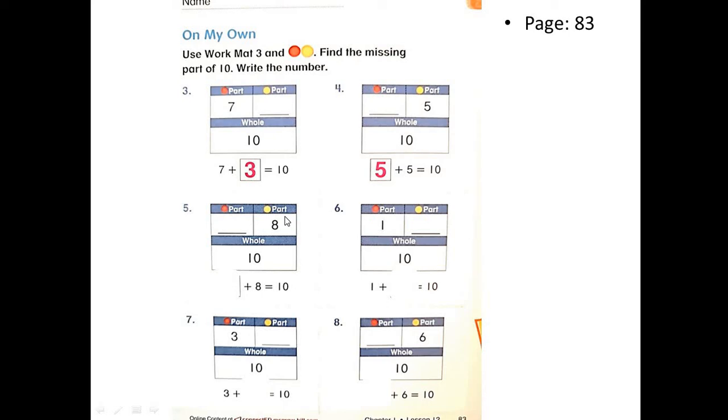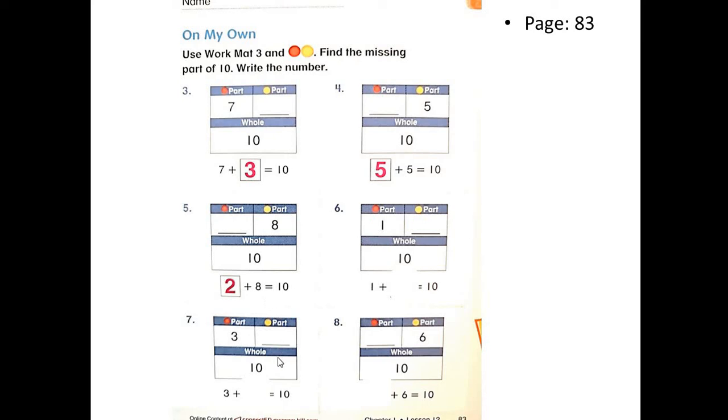Let's see the next example. Here we have the first part, we don't know what it is, while the second part is 8 and the whole is 10. So how many counters should we have to get 10? Can you guess? Put 8 in your head and count up until 10. 8, 9, and 10. We need only 2, right? So write 2 here. 2 plus 8 equals 10.